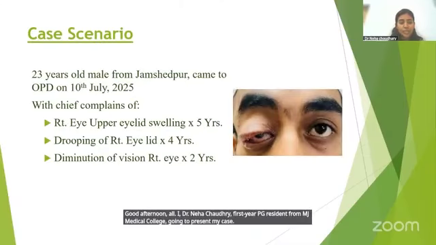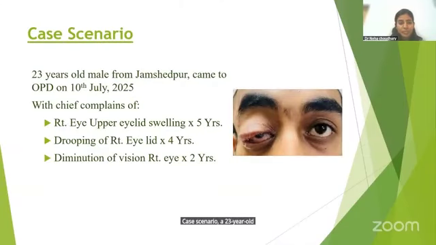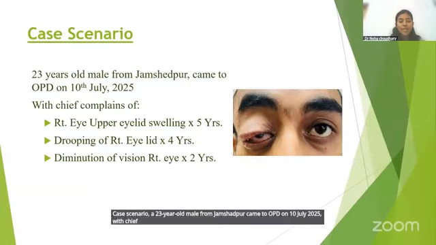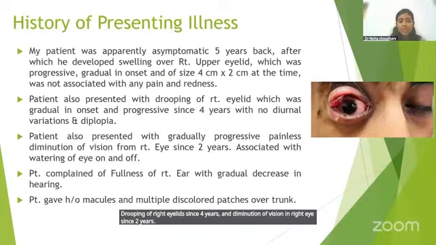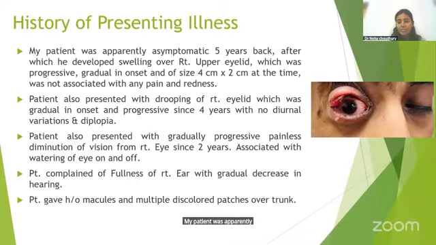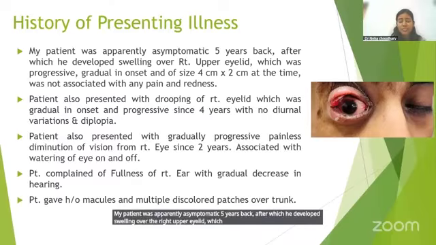Case scenario: a 23-year-old male from Jamshedpur came to OPD on 10 July 2025 with chief complaint of right eye upper eyelid swelling since 5 years, drooping of right eyelid since 4 years, and diminution of vision in the right eye since 2 years. My patient was apparently asymptomatic 5 years back, after which he developed swelling over the right upper eyelid, which was progressive, gradual in onset, and of size 4 x 2 centimeters at the time of presentation, and it was not associated with pain and redness.